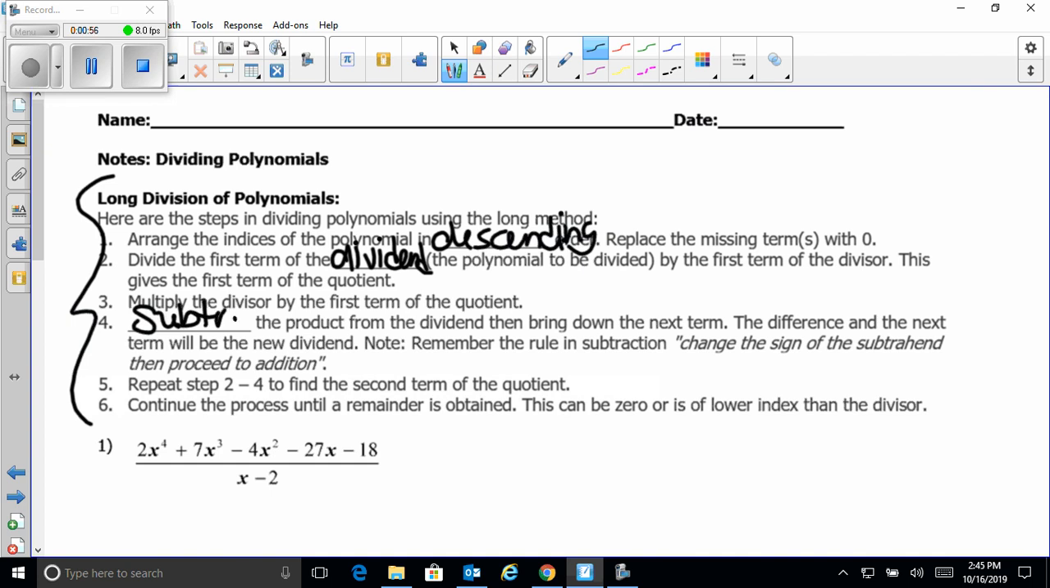And I'm going to go through 3 examples. Subtract the product from the dividend, and then bring down the next term. The difference and the next term will be your new dividend. And remember, when you're subtracting, to be careful with your signs. That's where we make mistakes. And then you just continue until you can't continue anymore, or until the dividend has a lower power than your divisor. So let's look at example 1.